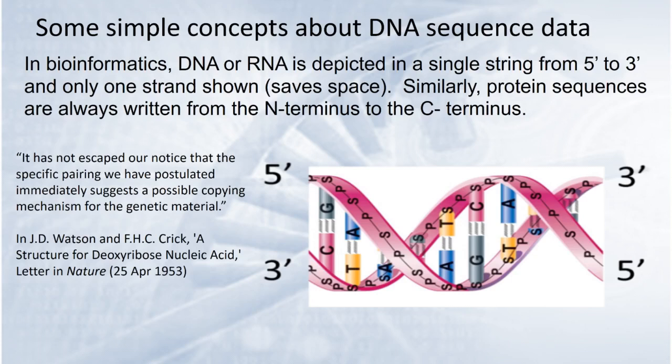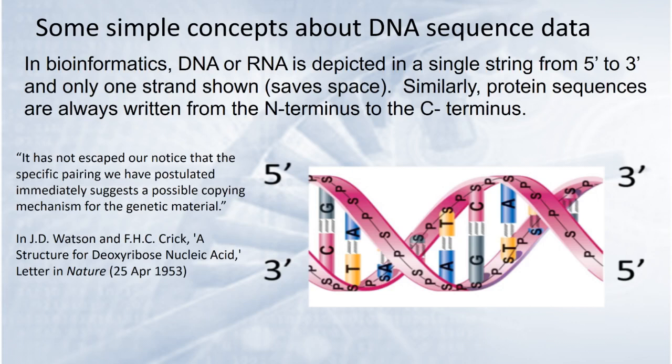So one of the simplest concepts in genetics, and one of the great observations in biology, is the structure of the double helix of DNA. And one of the things that we know from this, and is explicit in the quote from Watson and Crick's original paper, is that one strand of a double helix actually contains all of the information to specify its partner strand.